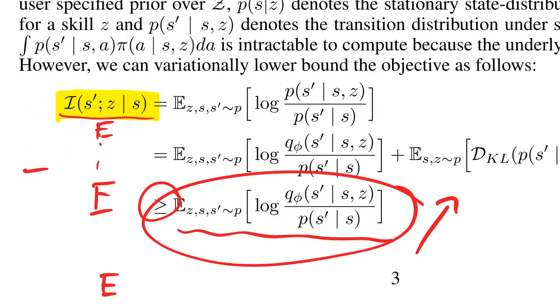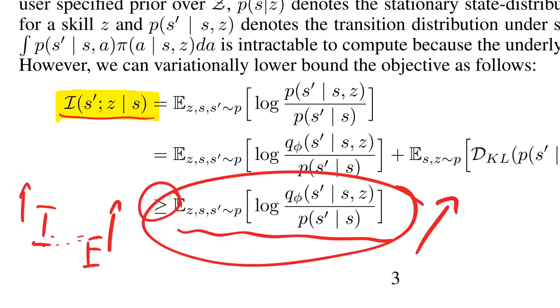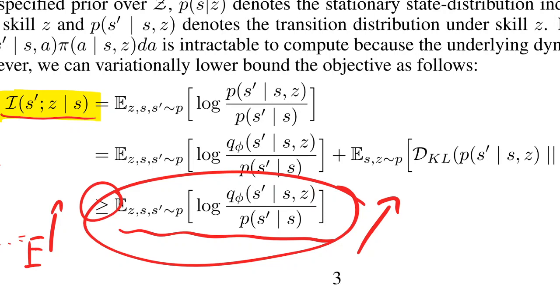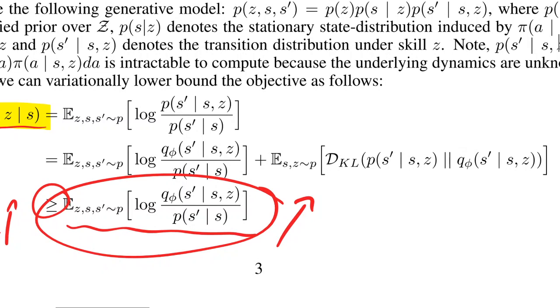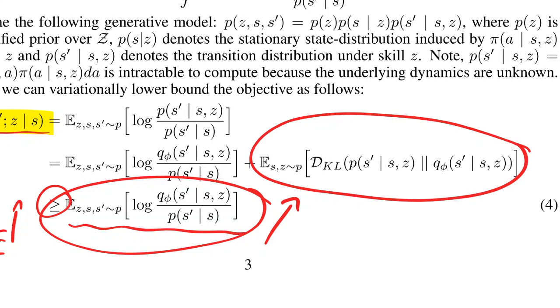But the efficiency by which it does this depends on how tight the bound is. So if the bound is very tight, like this, you see I is not much above E, then maximizing E will result in a faster maximization of I. Okay, so you can do two things. You can maximize the quantity that is the lower bound, or you can tighten the bound. And here we can see that the tightness of the bound depends on this quantity right here, which is the KL divergence between this and this.